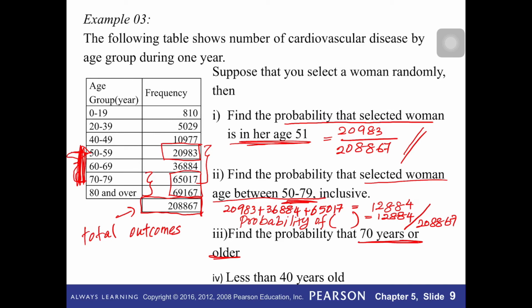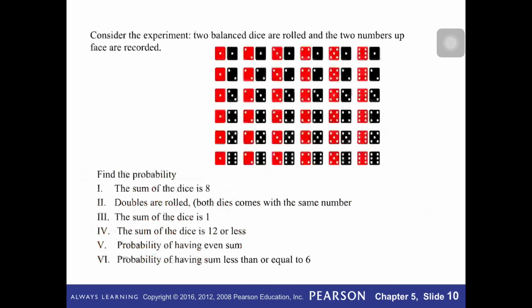Let's see the next one, less than 40 years old. Less than 40 years old means 40 is not included, which means you have to select these two. Get the summation of these two frequencies and divide by the total number of outcomes, and you can get the value. I think it is clear for you. So please try to do these examples again and again, then you can get a better idea about how we solve these kinds of problems by using our probability theories.